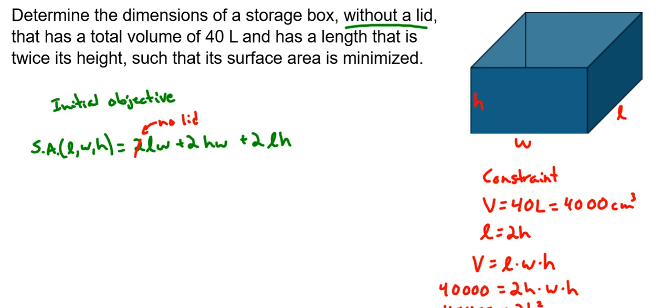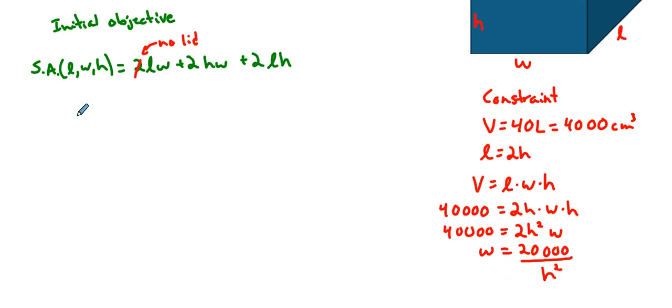Now what we can start doing is we can start implementing our constraints into this objective. And this is going to generate a revised objective function. So our revised objective is actually going to be just a function of h. It's the variable here that didn't get eliminated, and so we're going to put everything in terms of h. So instead of L, we're going to put 2h.